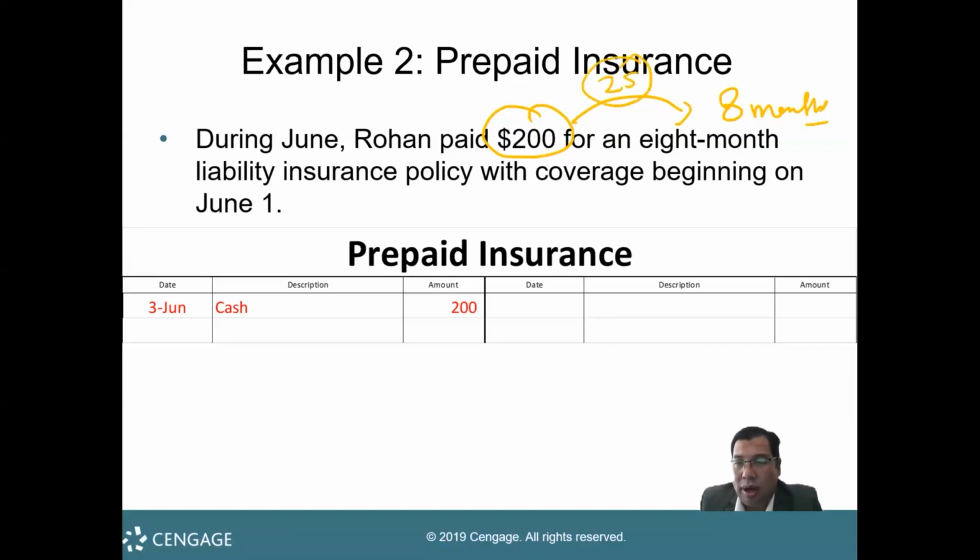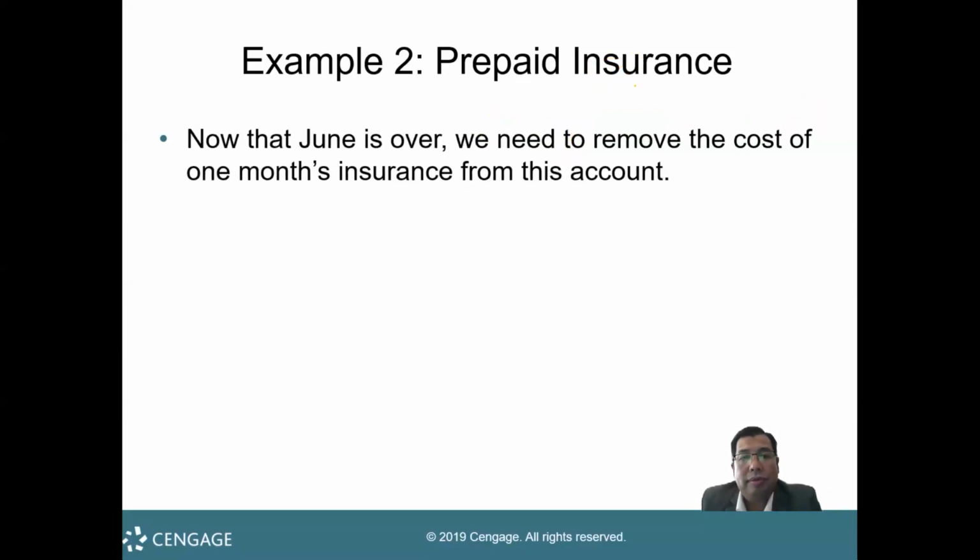That is 200 divided by 8 months. Am I right? Now that June is over, we need to remove the cost of 1 month of insurance from these accounts because we paid for 8 months. We already used 1 month of insurance. So we need to take up the prepaid insurance.